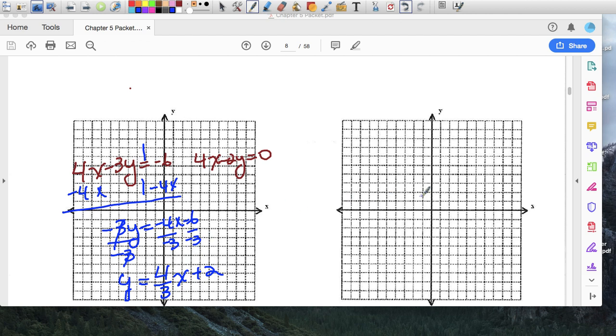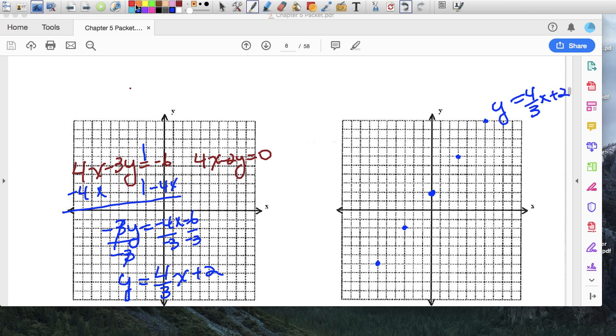So let me graph that right away. Here's my y-intercept at 2, and it's a positive slope, 4/3. 1, 2, 3, 4, and 3 to the right, and I repeat that step. So there's my first equation, y equals 4/3 x plus 2. I'll try to put the line in later.